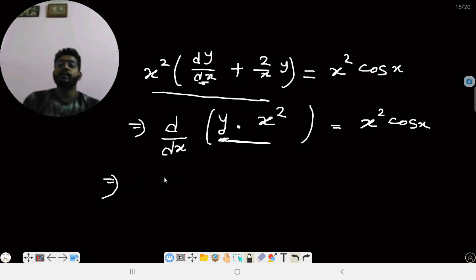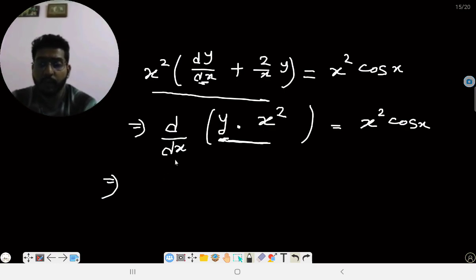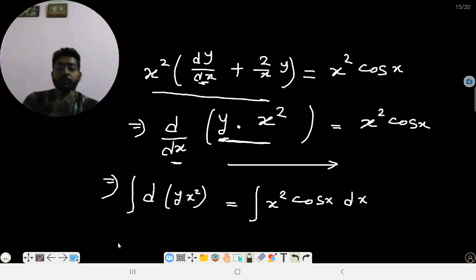So you have to write d dx of y into the integrating factor, since this is a linear differential equation in y. The integrating factor is x square, so y into x square. Now this dx will go to the other side, so that will become d of y x square equals x square cos x dx. Now integrate both sides.